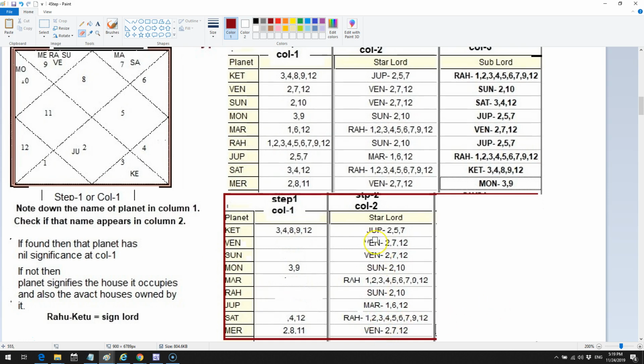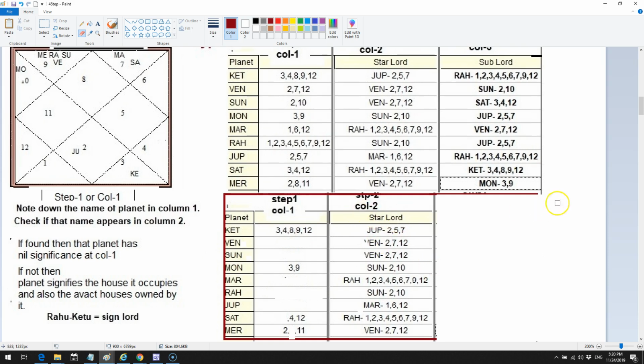Then Mercury. Let's look at Mercury. We don't find Mercury anywhere. So where is Mercury? Mercury is in 2. What are the houses owned by Mercury? That's the 8th and the 11th, right? But Ketu is there in the 8th. So we'll remove this. So this is step 1 or column 1, the rules for step 1. Now if you compare this with the usual stereotype layout, then you see that the number of significators has gone through a dramatic change when you compare this to this. So now our step 1 is complete.